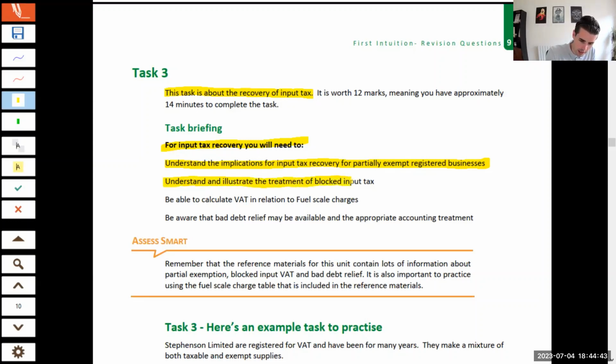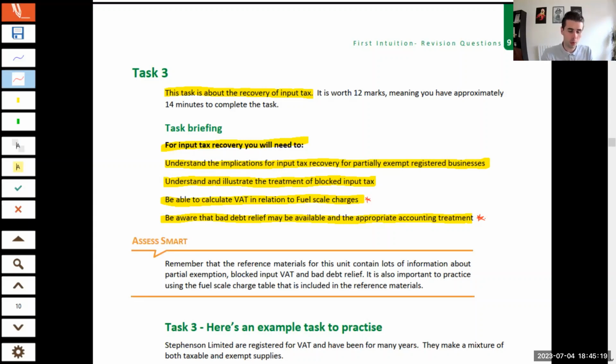Understand and illustrate the treatment of blocked input tax, be able to calculate VAT in relation to fuel scale charges, be aware that bad debt relief may be available, and the appropriate accounting treatment. So a couple of biggies on there, okay? For example, the fuel scale charges, how you deal with bad debts. Now, again, I will point out, you will not get all of these in a single question. As I'm sure you've already established, I'm listing all these things off, then when we come to do these questions, we don't do all of them, okay?